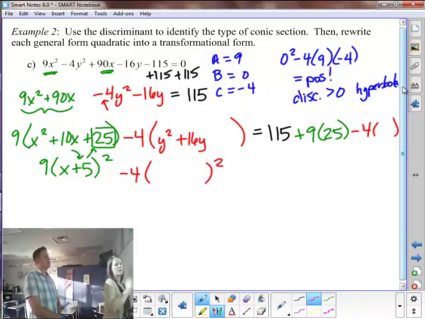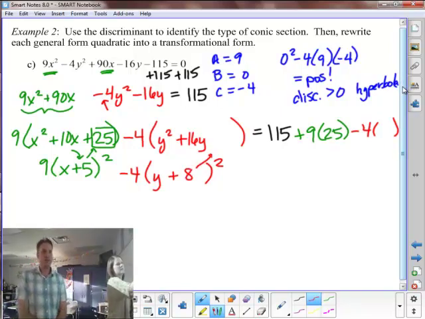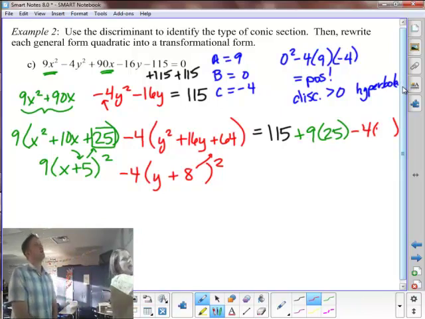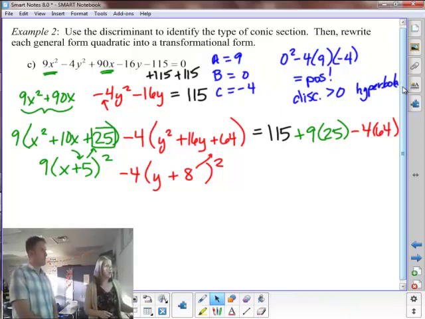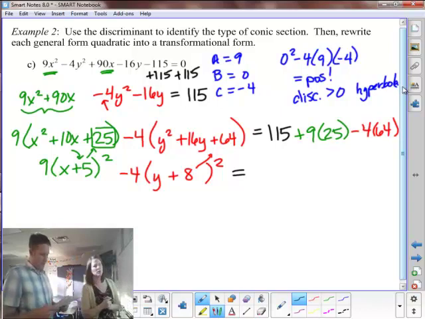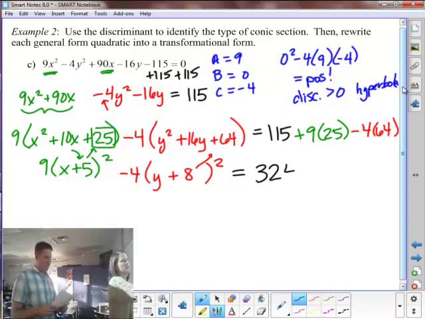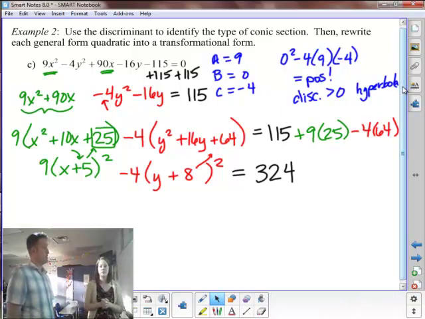Something squared. Half of 16. So we get y, 16 divided by 2 is 8. 8 squared, 64. All right, so then in my parentheses on the right-hand side, I am missing a 64. But I already have that times negative 4 set up. Now, all I got to do on the right-hand side is clean up that whole bunch of arithmetic. Can you help me with that answer? 324. Thank you. You're welcome. The magic of having a buddy. And we're done.